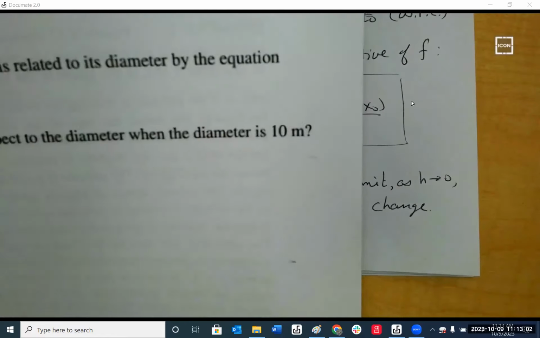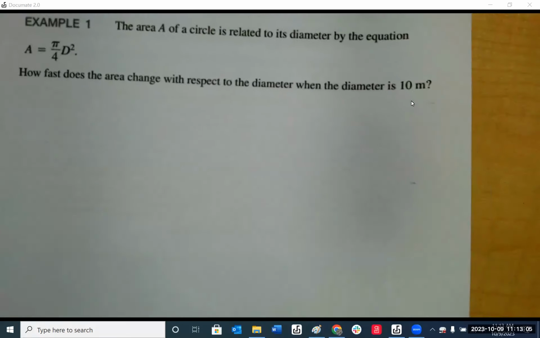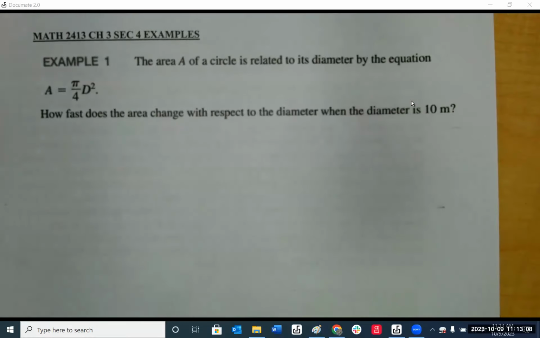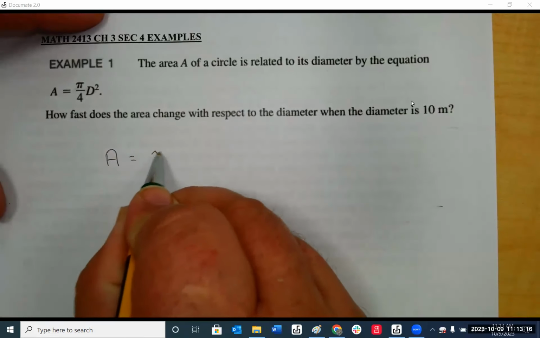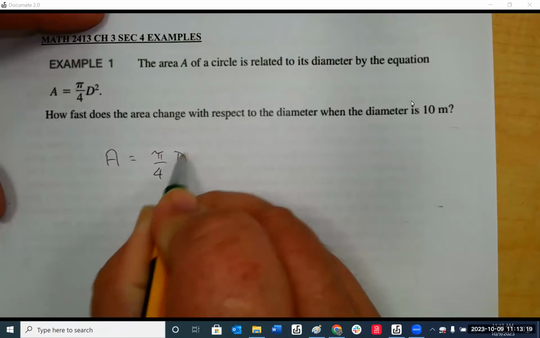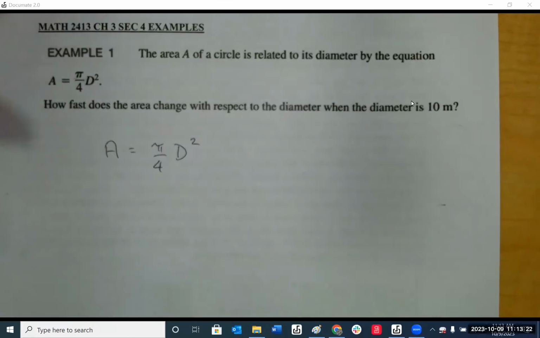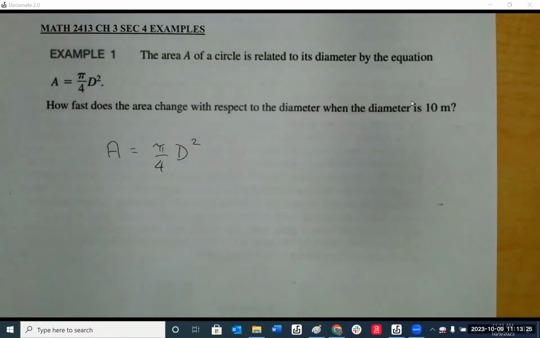Okay, ready for an example? Here is an example. The area A of a circle is related to its diameter by the equation A equals pi over 4 times the diameter squared. How fast does the area change? How fast does the area change with respect to the diameter when the diameter is 10?